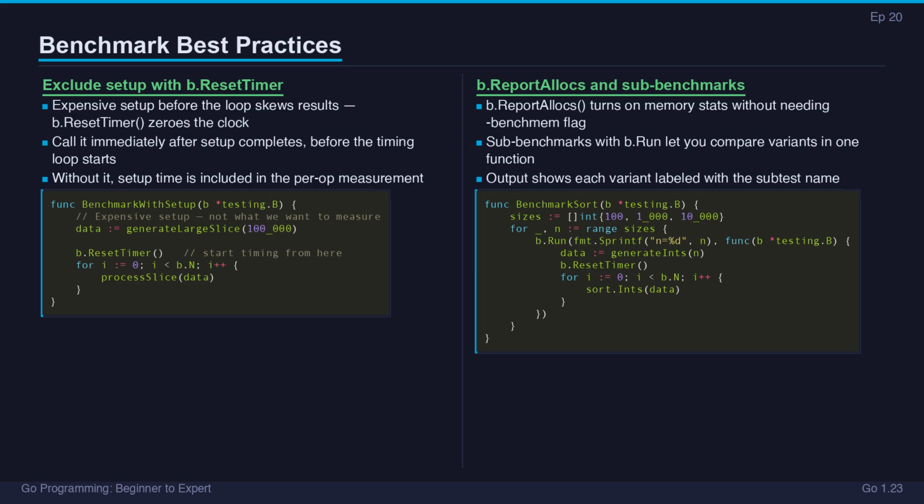Sub-benchmarks with b.Run let you compare multiple variants in one function. If you want to know how sort performance scales with input size, you write one BenchmarkSort function, loop over sizes 100, 1000, 10,000, and call b.Run for each. The output labels each variant with its name, so you can see the scaling at a glance. b.ReportAllocs does the same thing as -benchmem but from inside the function. Useful when you want memory stats for a specific benchmark without affecting others.